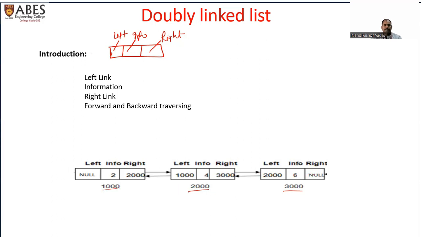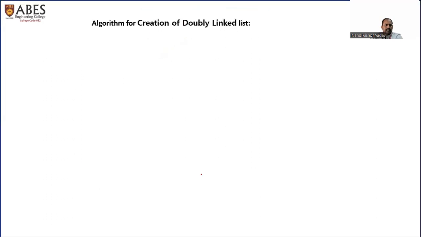So in a doubly linked list, the right pointer of the last node contains a null value and the left pointer of the first node contains a null value. So using this diagram, we can understand doubly linked list in a better way. Now we are going to create an algorithm for a doubly linked list.